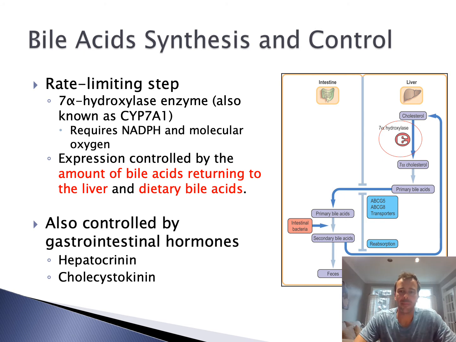The rate limiting step in the synthesis of bile acids is the first step in which cholesterol goes to 7-alpha cholesterol by 7-alpha hydroxylase enzyme, which is also known as CYP7A1. The expression of this enzyme is controlled by the amount of bile acids returning to the liver and dietary bile acids. It's also controlled by gastrointestinal hormones, such as those listed on the slide here.